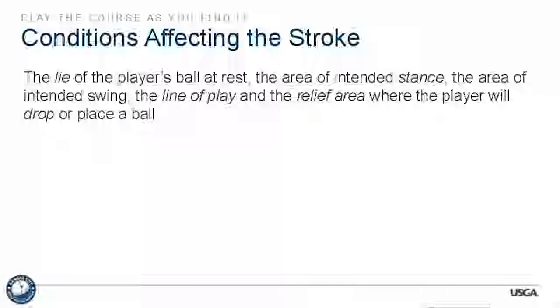Okay, the lie of the player's ball at rest, the area of the intended stance, the area of the intended swing, the line of play, and the relief area where the player will drop or place the ball. These are all conditions affecting the stroke. So this is what we really need to be aware of when we're talking about this specific rule. Okay? This definition has many definitions within it. And this is, like I said, the meaty part of this rule right here, so we really have to understand this one.